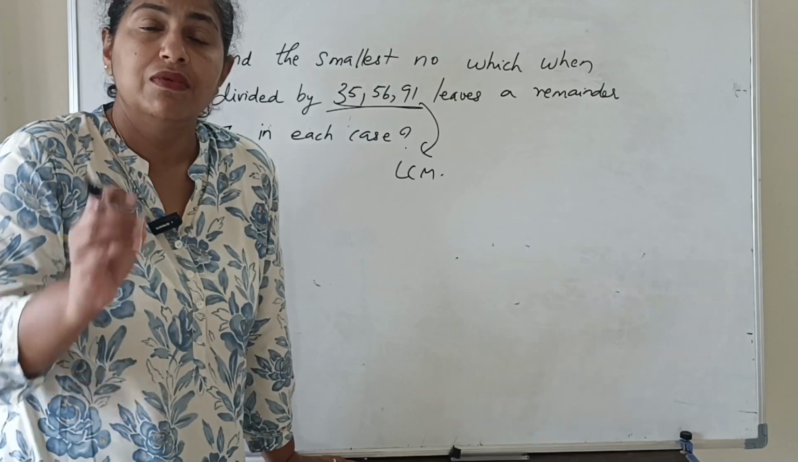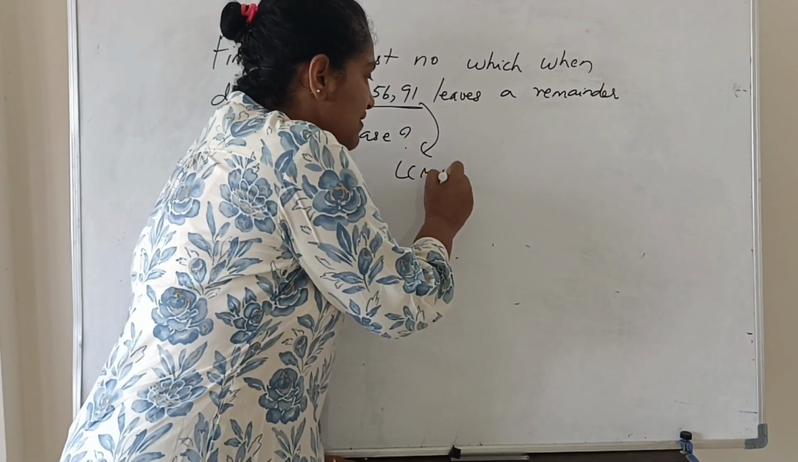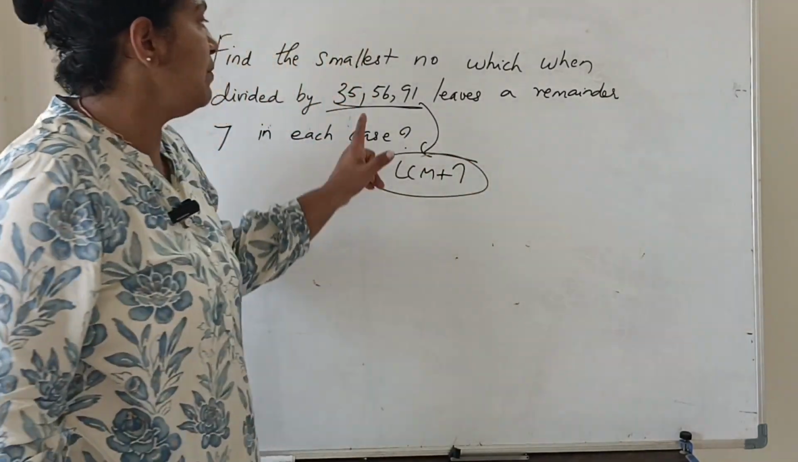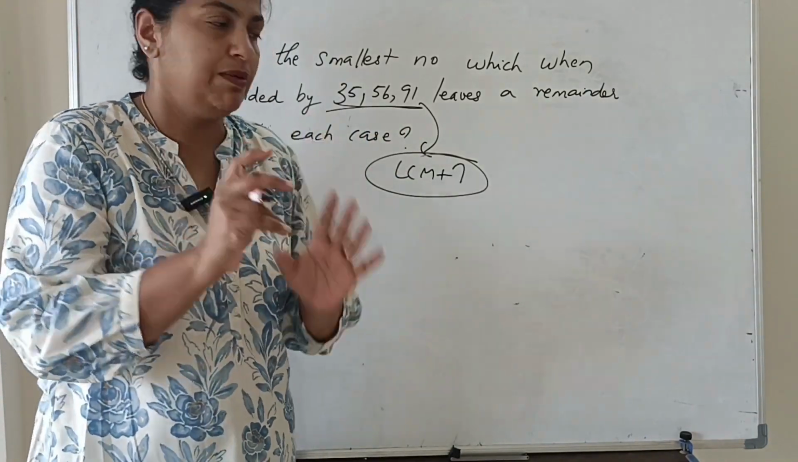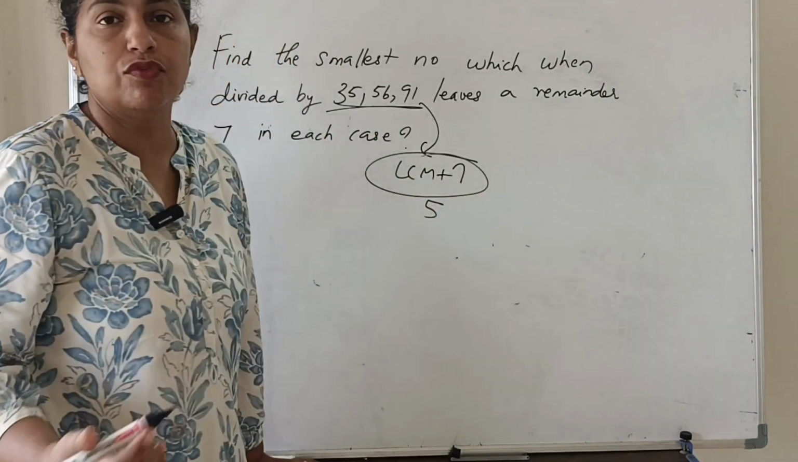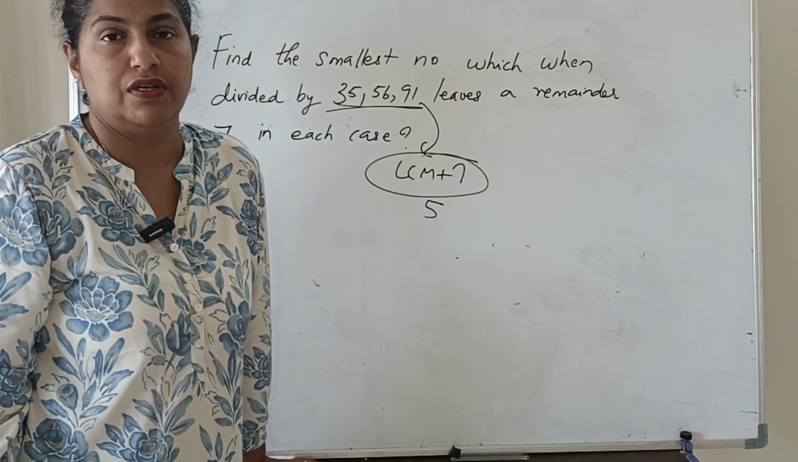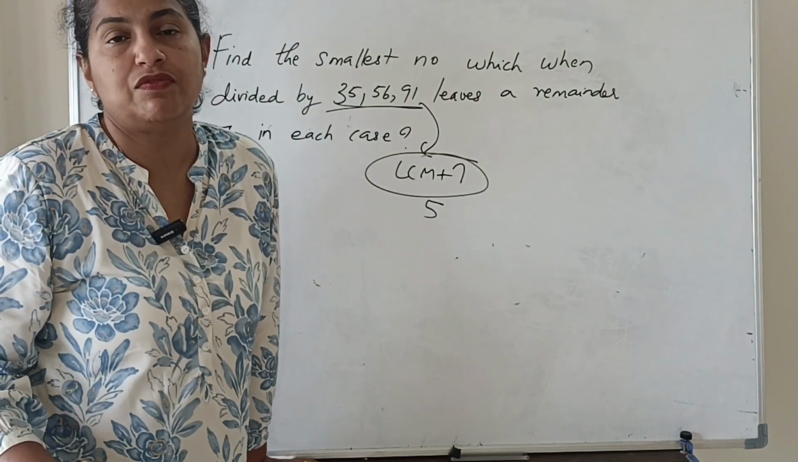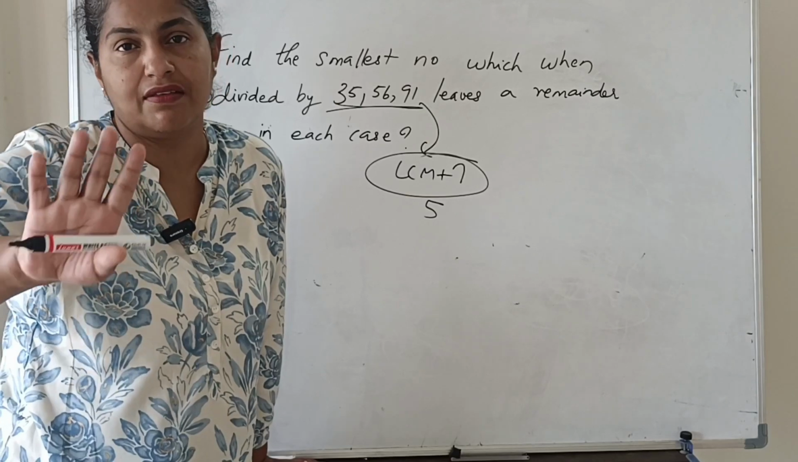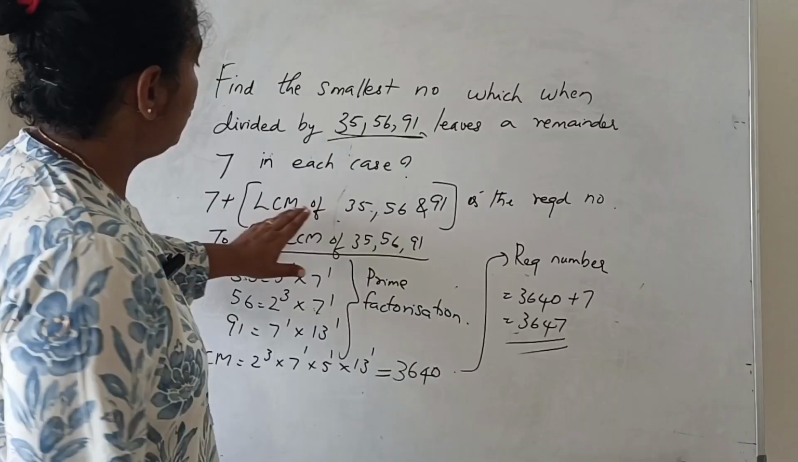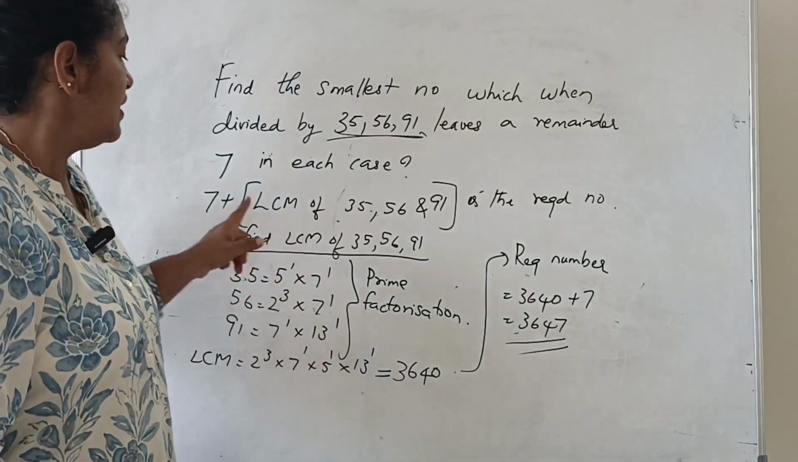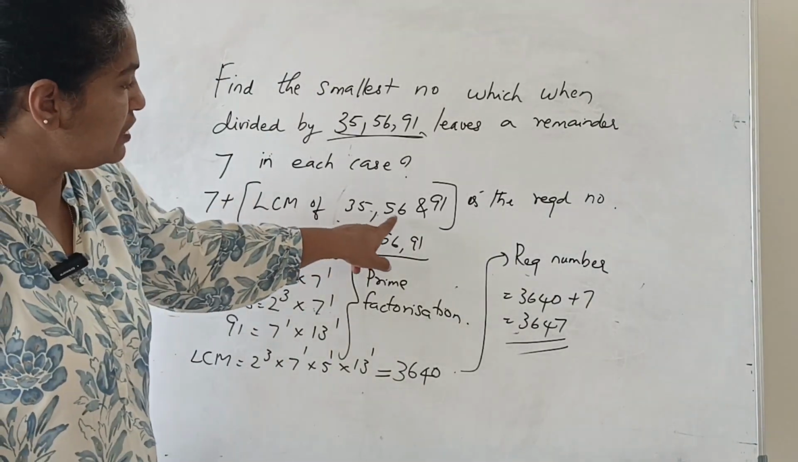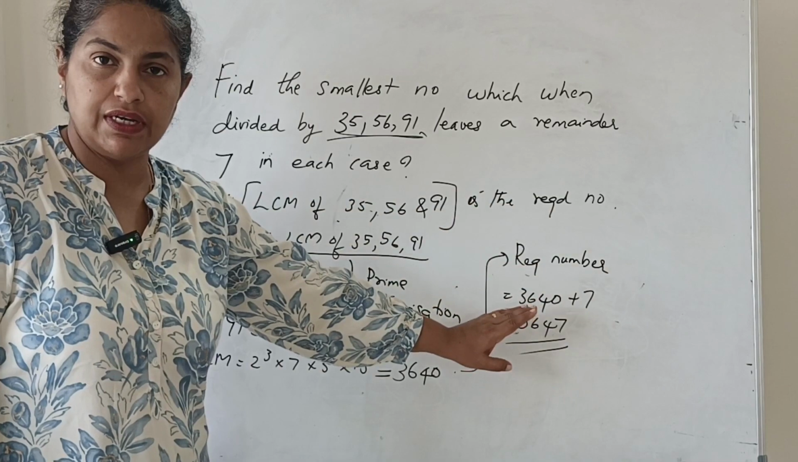If my LCM was slightly increased by 7, what would happen when I am dividing by these three numbers? It would leave a remainder of 7. If I am increasing by 5, what would happen? It would leave a remainder of 5. So, we need to find the LCM of these three numbers and increase it by 7. Okay, so just have a look at the way in which the answer is presented. 7 plus the LCM of 35, 56 and 91 is the required number.